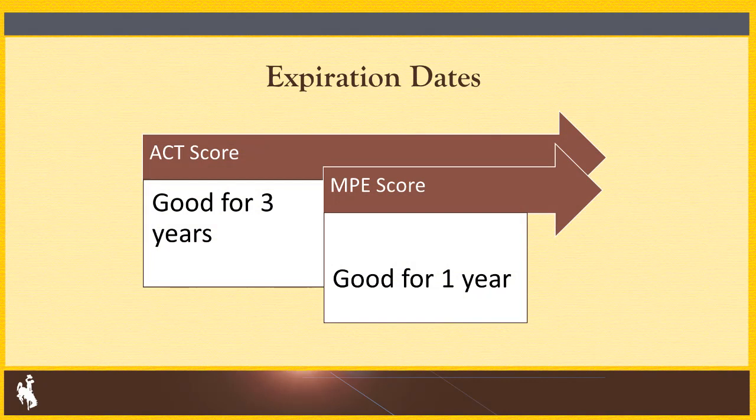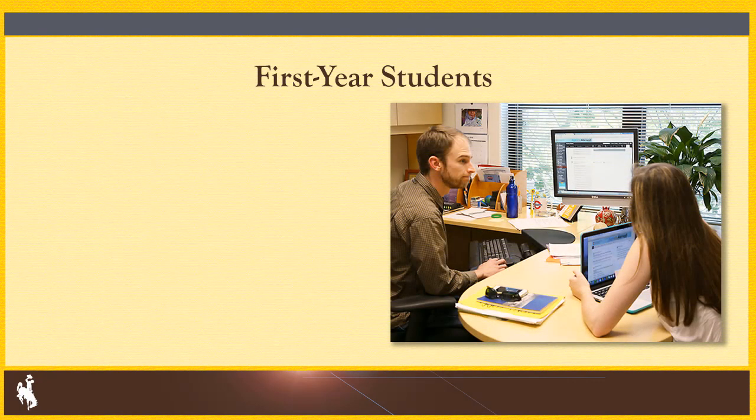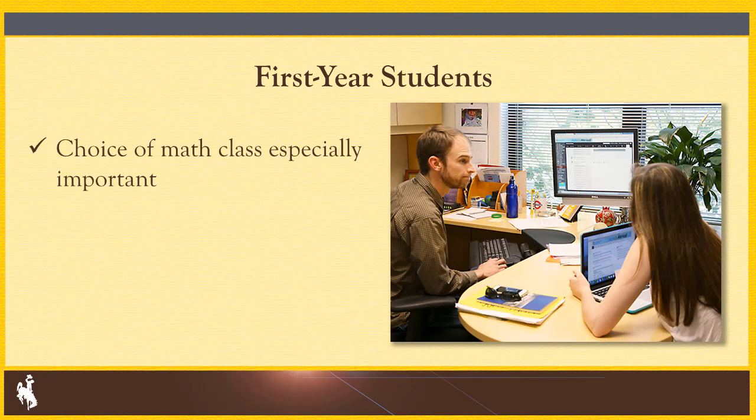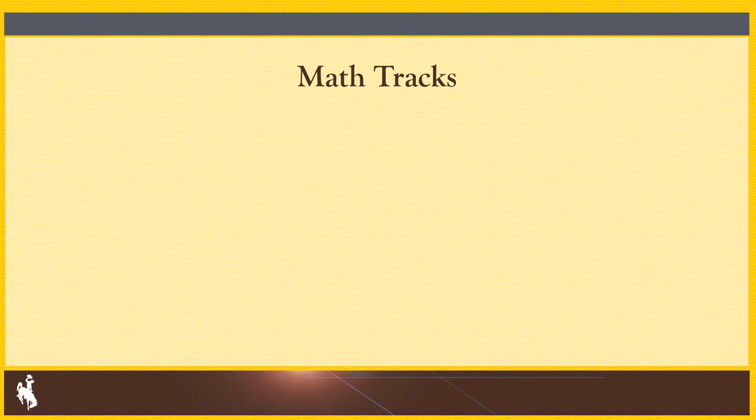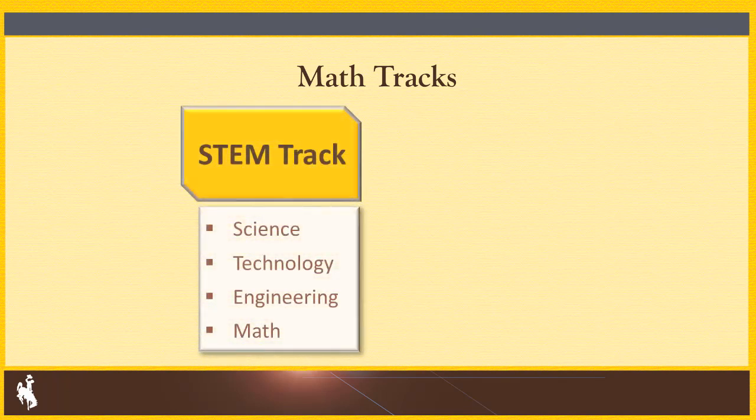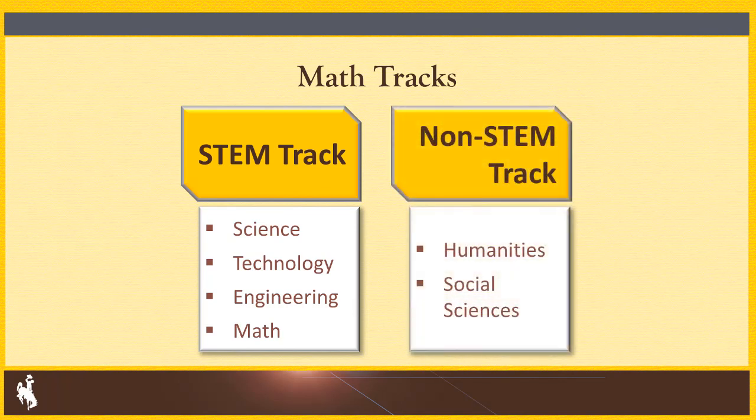To learn more about how to check test scores or read transcripts to check for previous courses, see the related toolbox items. For first-year students, or students who are looking at enrolling in their first math class, the discussion about which math class to take is especially important. The math class that the student takes will depend on their major and areas of interest as well as on their test scores. There are 2 basic math sequences students can choose from based on their major and areas of interest: the STEM math track for majors in science, technology, engineering, and math, and the non-STEM math track for majors in the humanities and social sciences.